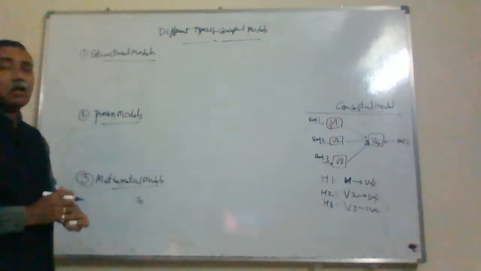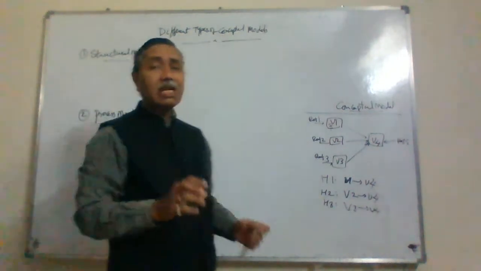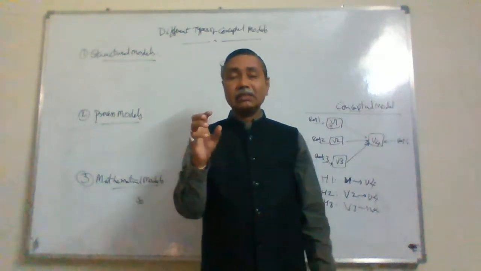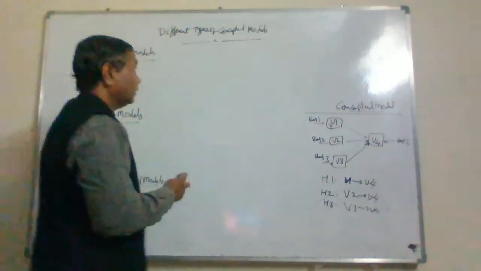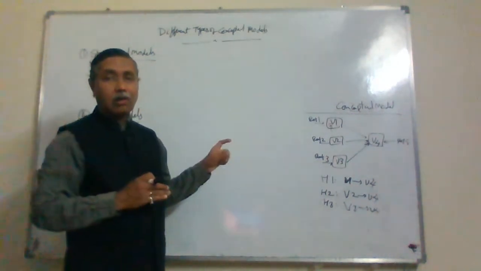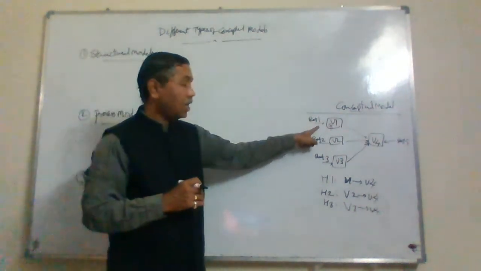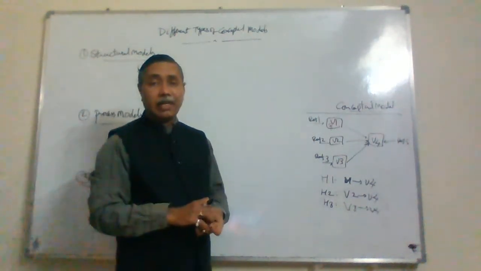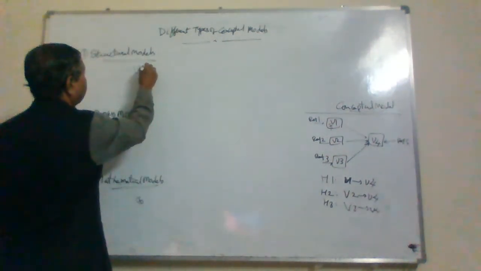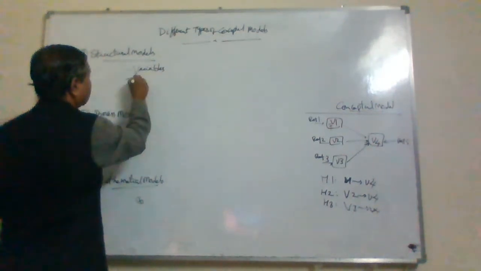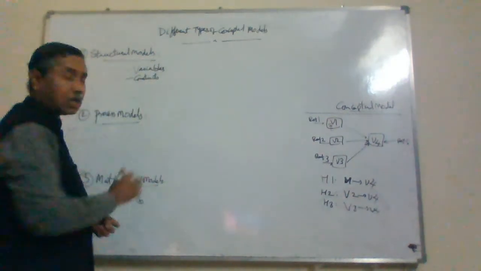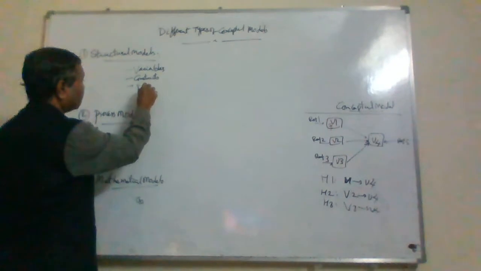Coming back to structural models: what are they? A structural model represents, or contains, variables, constructs, or components. An example consists of the variables, also called constructs, and sometimes individual items also.